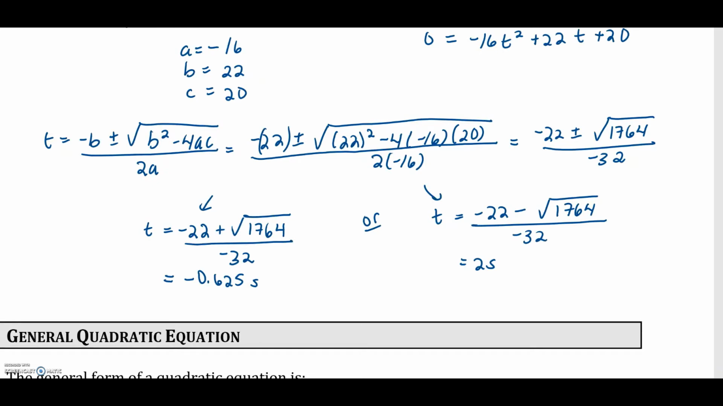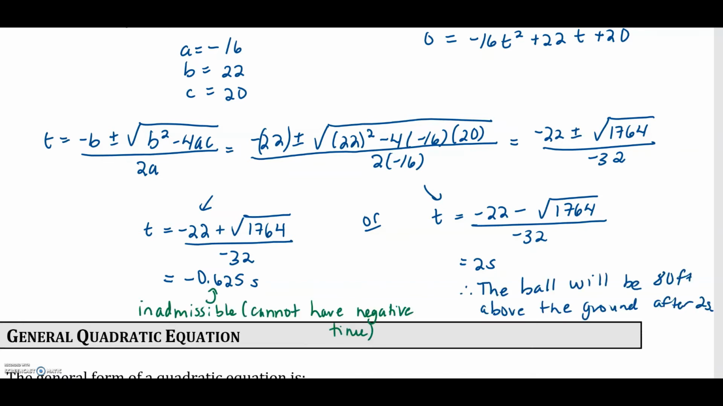When we solve this problem, we find that there are two possible solutions. One is negative 0.625 seconds and the other is 2 seconds. One thing we know about time is that we can't consider negative time. Therefore, one of these solutions is inadmissible, and we only consider the solution of 2 seconds. Therefore, the ball will be 80 feet above the ground after 2 seconds.